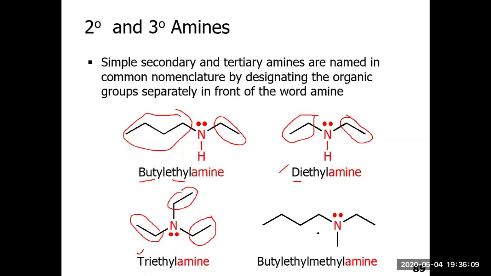And lastly, let us consider this molecule. We have an ethyl group, a methyl group, and a butyl group. So the final name is butyl ethyl methylamine. So this is one way in which we can give names for amines.